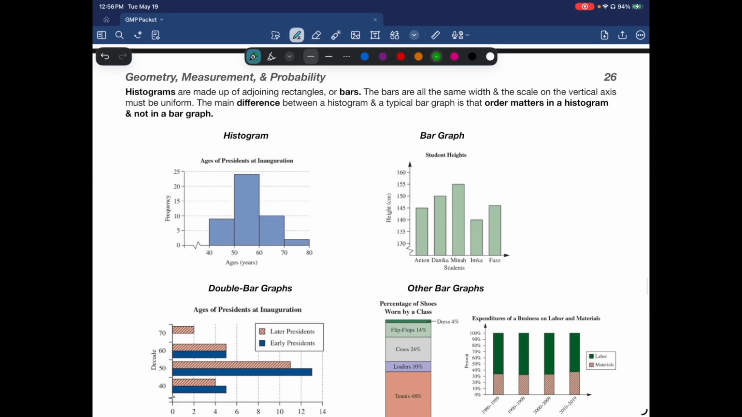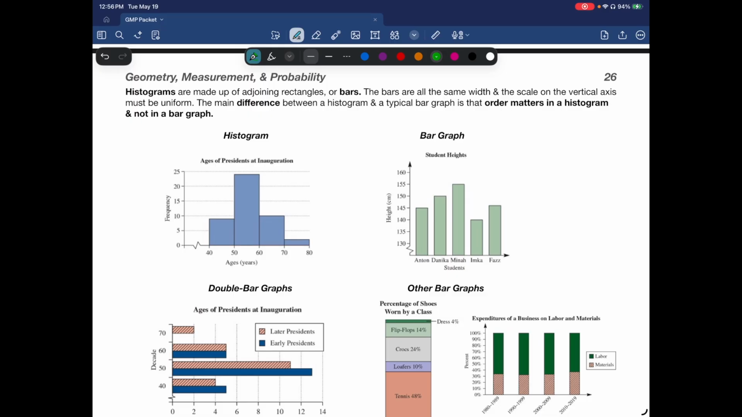Histograms. Histograms are made by joining rectangles or bars. So this is a type of bar graph. There are specifically bar graphs, and then there's histograms, but they're both a type of bar graph. The bars are all the same width, and the scale on the vertical axis must be uniform. The main difference between a histogram and a typical bar graph is that order matters in a histogram and does not in a bar graph.